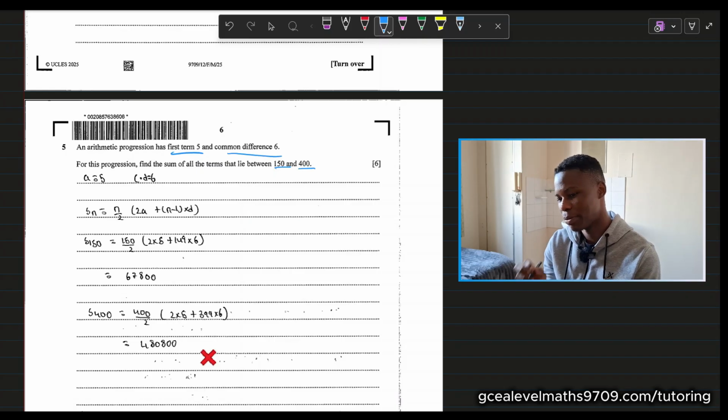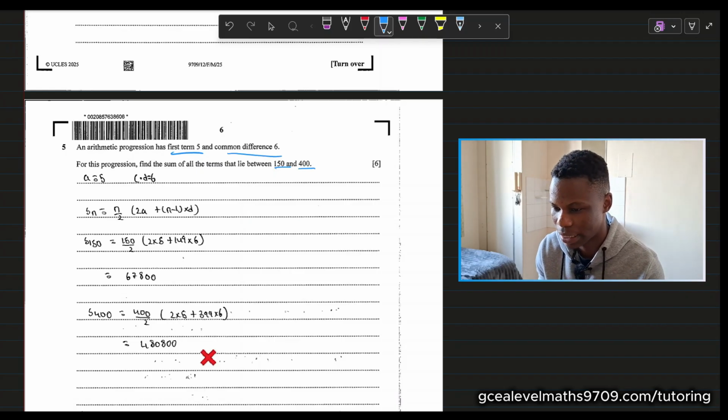The best way to think about this one is to say we've got a series. It's starting from 5, right? So you've got 5 and then the common difference is 6. So the next term would be 11, and 11 plus 6 is, oh man, 17. And then 17 plus 6 is 23, and so on.